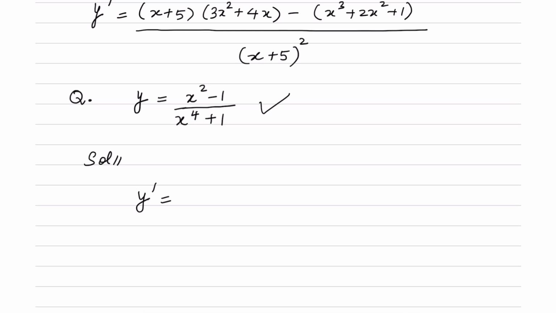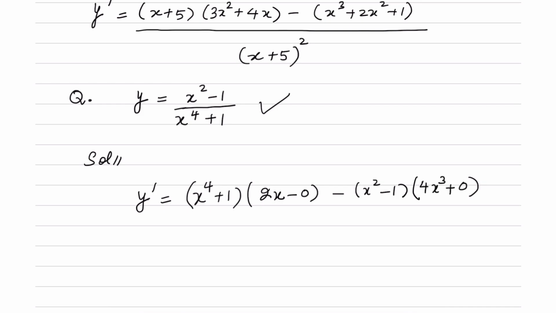What does the quotient rule say? Lower term as it is, upper term derivative. Upper term is x square minus 1. X square derivative is 2x by power rule of derivative, minus derivative of 1 is 0. Lower term as it is, upper term derivative, minus upper term as it is, lower term derivative. Now lower term is x to power 4 plus 1. X to power 4 derivative is 4x cube, plus derivative of 1 is 0, whole divided by lower term as it is and its whole square.